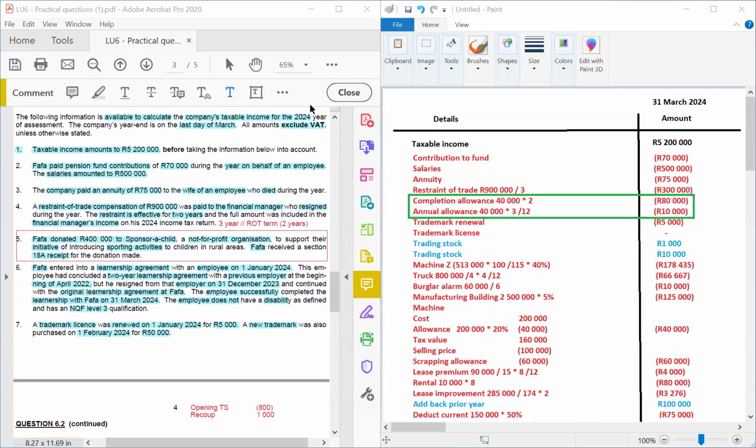Can I take your hand? Sorry for that, but I wanted to ask there on number 6, the last sentence, they say the employee does not have a disability as defined. So I want to ask, if the employee had a disability, will it have any impact? Yes, you'll just increase this 40,000 by 20,000, meaning that you'll have 60,000. Is it all the time? Not all the time. It is scenario specific.